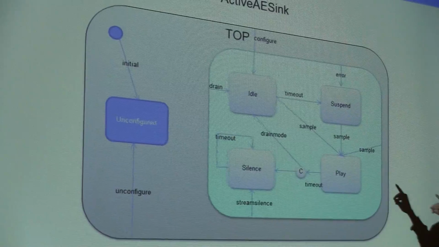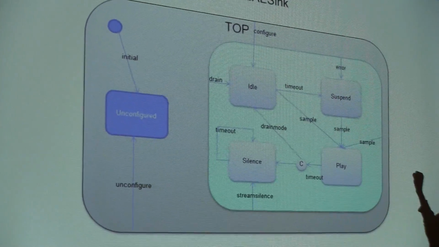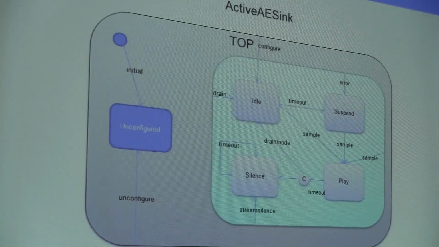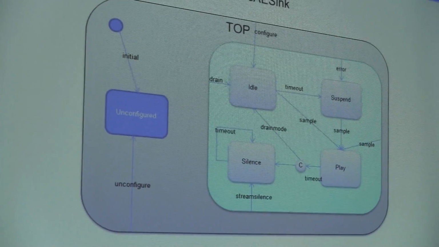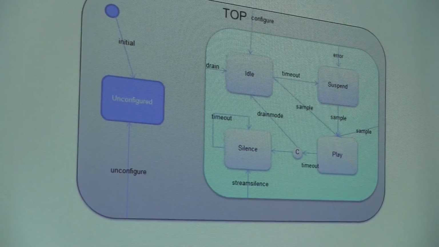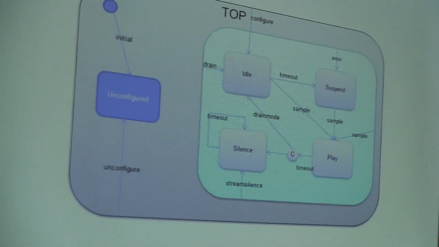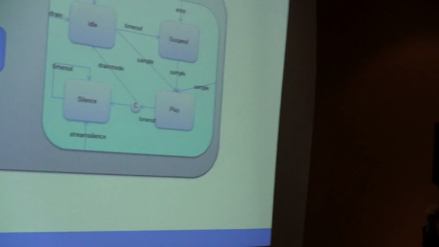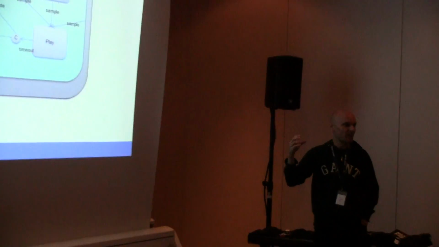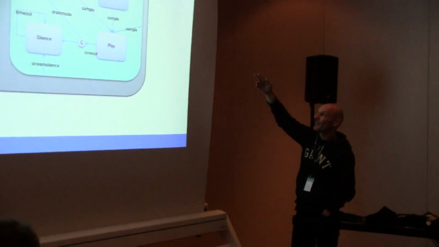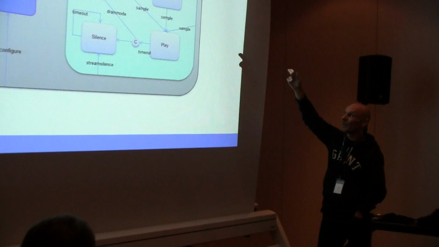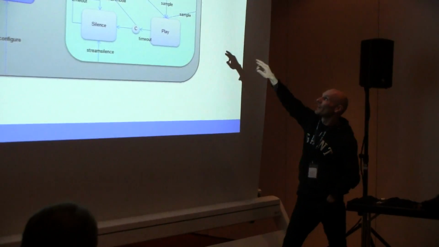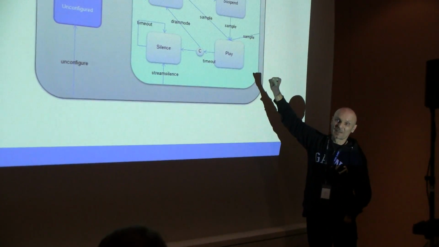And we have three transitions here named sample. Depending on the state we are in, we take different actions if we get a sound sample from the engine above. So if you are in the idle state, we first send a sample of silence out to the receiver to wake it up. If you're in the suspend state, we first have to bring the engine or the sink online again. And if we are in any other state, we just output the sample.